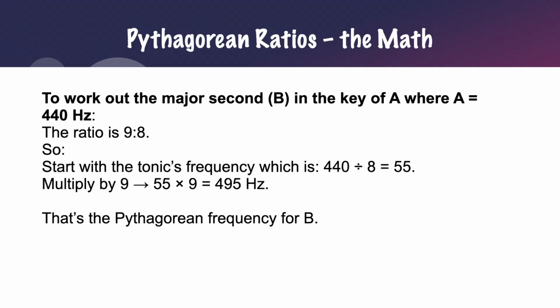Now, if you're wondering why those numbers are what they are, here's a super quick recap. In my Are there 6 or 9 solfeggio tones video, I showed how to calculate these using frequency ratios. For example, let's work out the major second B in the key of A, where A equals 440 Hz. The ratio is 9/8. So start with the tonic, 440 divided by 8 equals 55. Multiply by 9, so 55 times 9 equals 495 Hz. That's the Pythagorean frequency for B. You can find all the ratios on the Wikipedia page I've linked in the description.